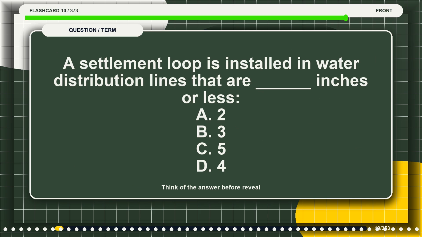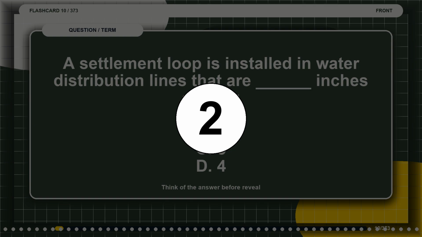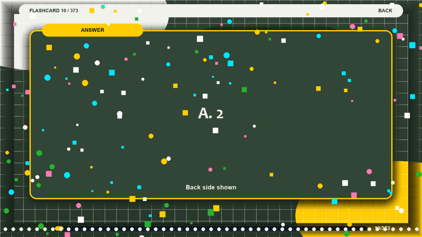Flashcard 10. A settlement loop is installed in water distribution lines that are blank inches or less. A. 2. B. 3. C. 5. D. 4. Think of the answer before the reveal. The answer is A. 2.